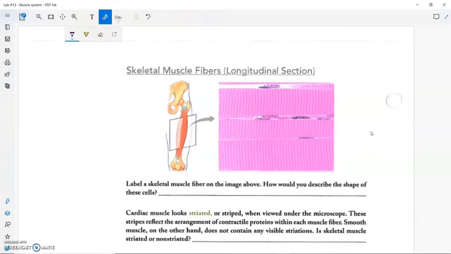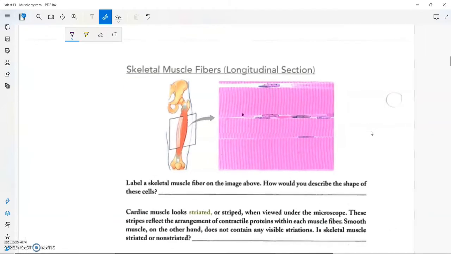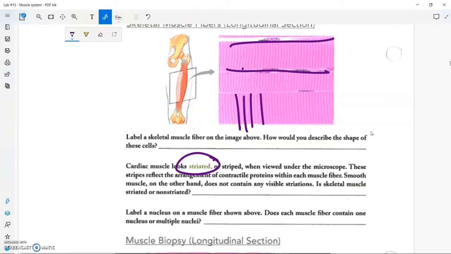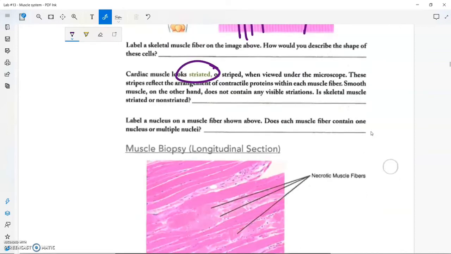Now, this is a longitudinal section, a micrograph of a muscle cell. You can see that these cells are long and non-branched. They are striated. You see the stripes on the cell. The stripes reflect the arrangement of the filaments responsible for contraction in so-called sarcomeres. Skeletal muscle is indeed striated, unlike smooth muscle, for example. And you can see that the nuclei of skeletal muscle are pushed to the side of the cell. Each muscle cell contains multiple nuclei.